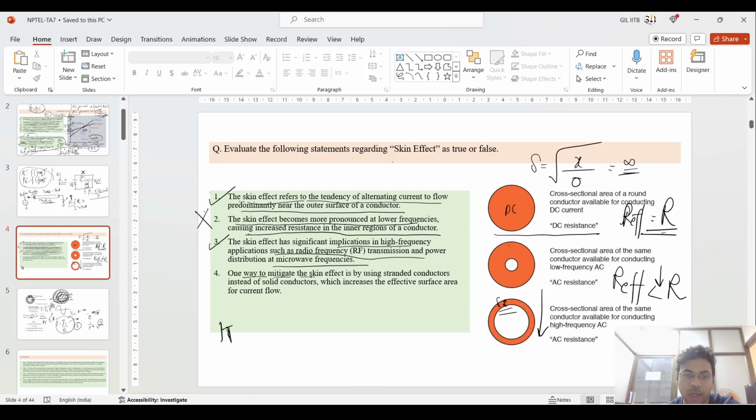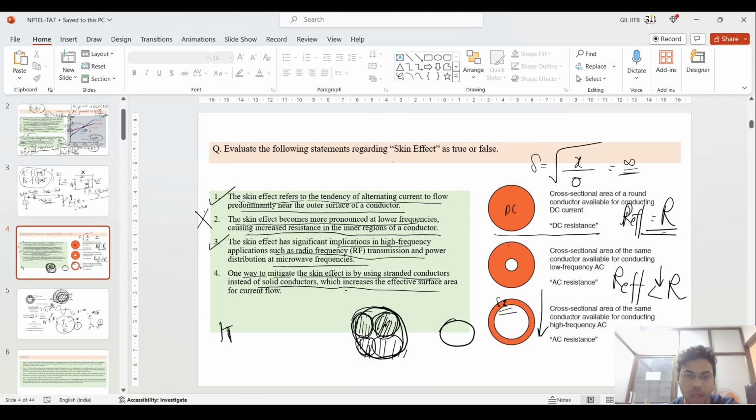Coming to the fourth part, one way to mitigate this skin effect is by using a stranded conductor instead of a solid conductor, which actually increases the effective area. That is true, because if you use a stranded conductor instead of using one single conductor, if you use stranded conductors, then if you see from the cross-sectional area, you get increased cross-sectional area. Initially, you are using this surface area. Now you have, if you are using the four strands of the single conductor, then you can increase this cross-sectional surface area, and the current will also increase based upon that.